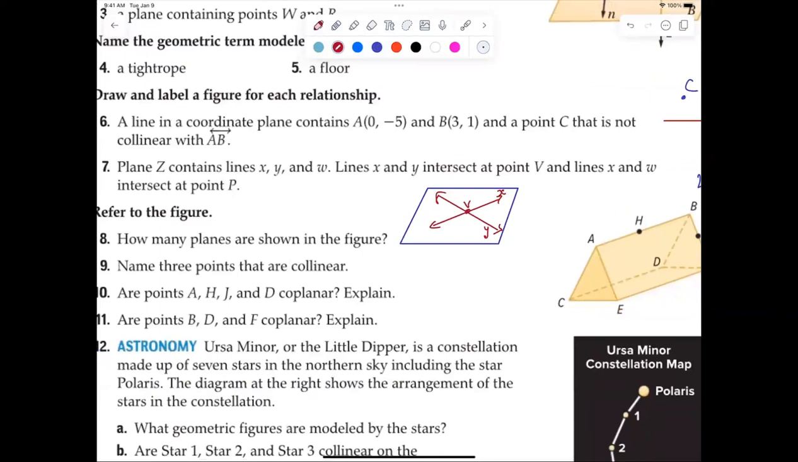Now it says X and W intersect at P. Notice they didn't mention line W intersecting V, correct? So I wouldn't have them intersect. I would probably just make it maybe parallel. So I'm going to call this W, and then we're going to intersect it at point P.